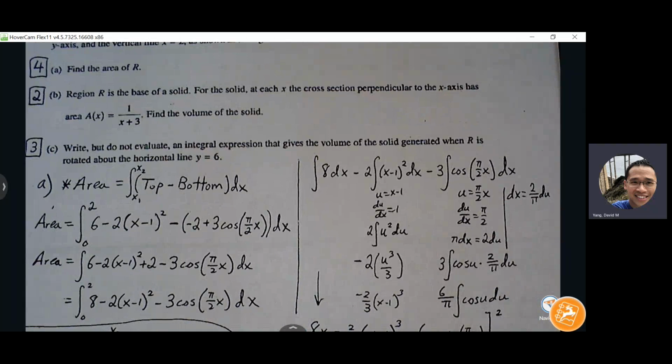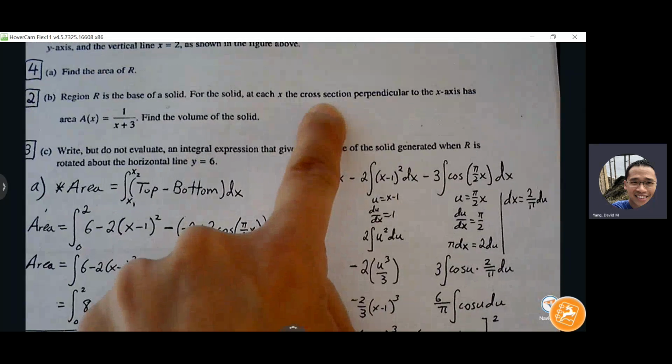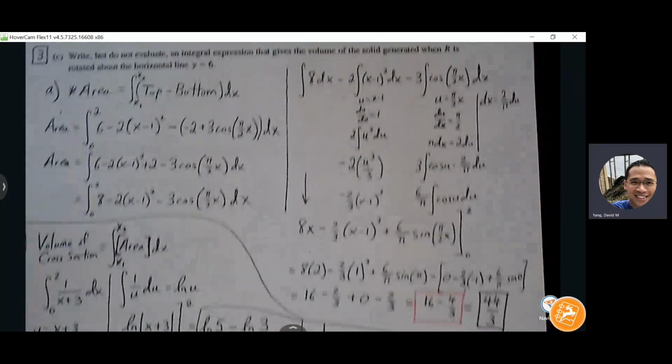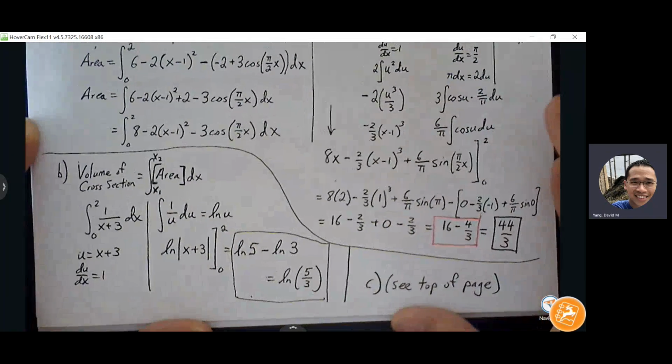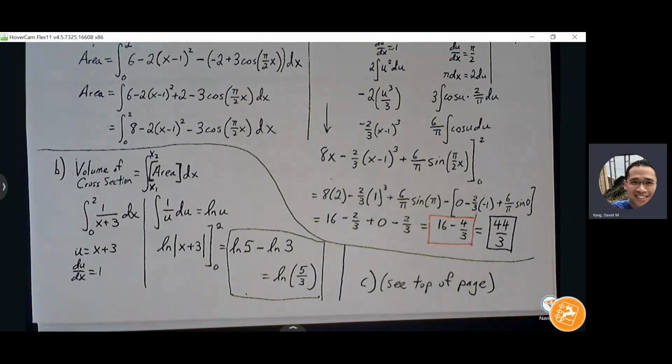Part B says region R is the base of a solid. For the solid, each cross section perpendicular to the x-axis has an area of 1 over x plus 3. So normally with cross sections, we have to build the base, and from the base, build the area. But here, they're already telling you what the area is. So we can skip the first 2 steps and just take the integral of the area. It's already 2 dimensional. You put the integral around it, and that gives you the volume. So they say cross section here, but really, you're just setting it up. You're not even doing a lot of the steps from most cross section problems.